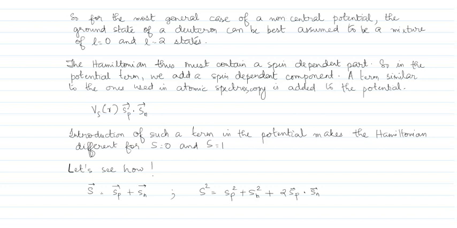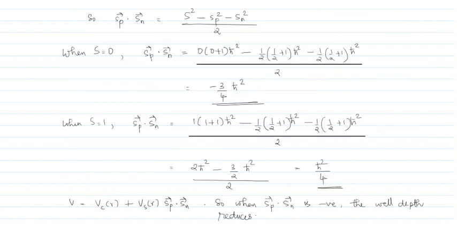We know capital S is the resultant of Sp and Sn. Now if we square it and obtain the magnitude, S squared would be Sp squared plus Sn squared plus 2 Sp dot Sn. So from this you can obtain a relation for Sp dot Sn as S squared minus Sp squared minus Sn squared, divided by 2. Now consider the case when S equal to 0.